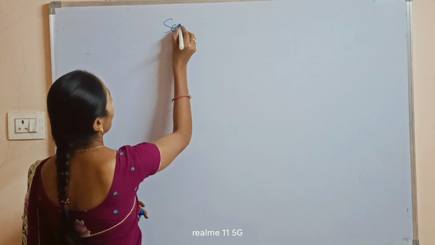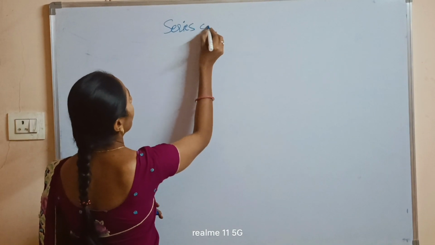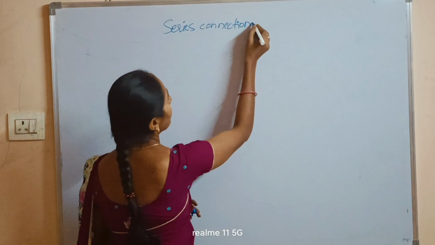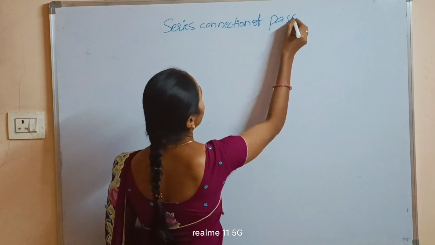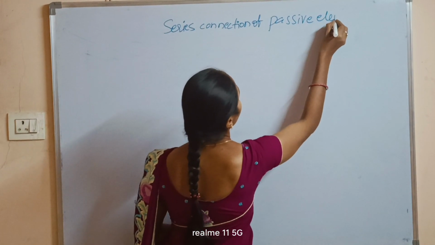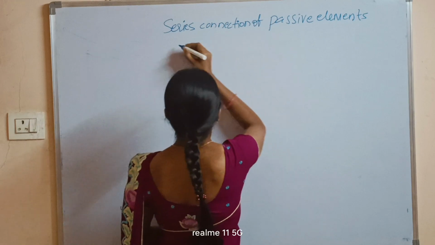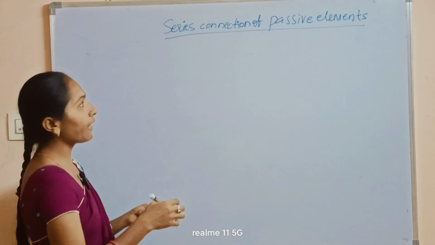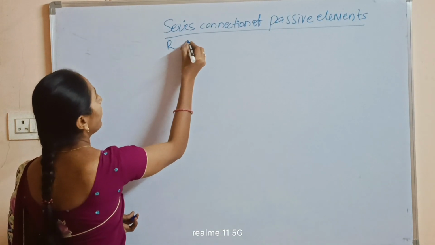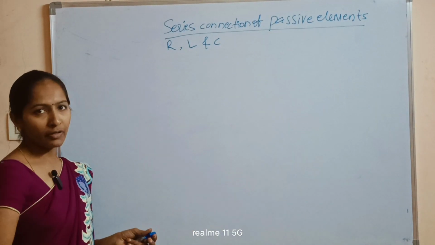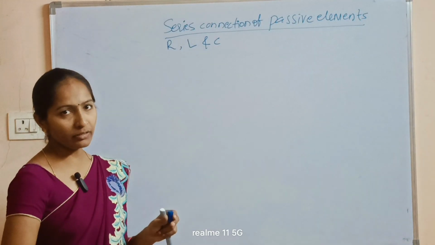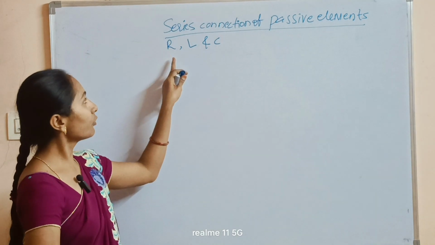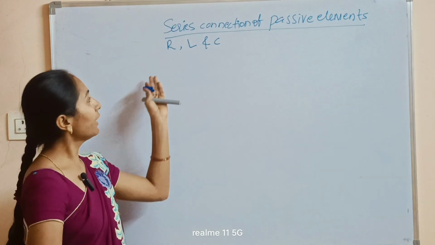Now I am discussing series connection. Series connection of passive elements. So what are the passive elements? Resistor, inductor and capacitor. Before going to the series connection, we need to know about the voltage across and current through each element.